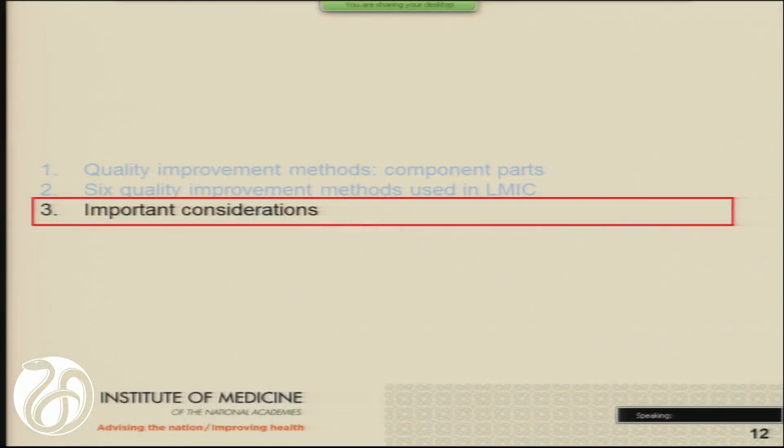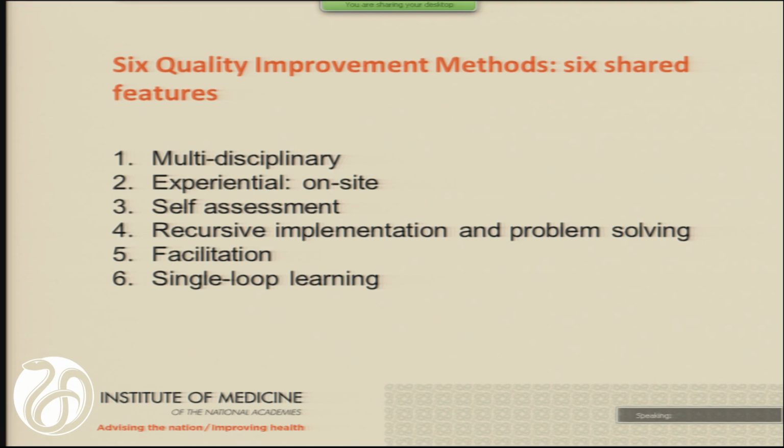So what are the commonalities? What are the important considerations in relation to these methods? Next, please. Well, first of all, I think what's so striking about these 6 quality improvement methods is that they have 6 shared features. First is that there's a real emphasis to make the process multidisciplinary. The interventions tend to be experiential and on-site.